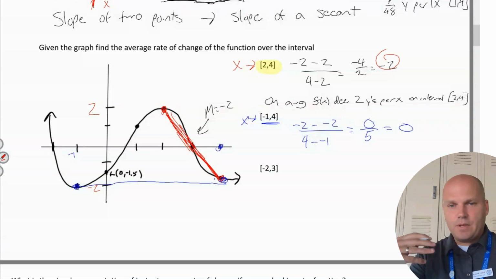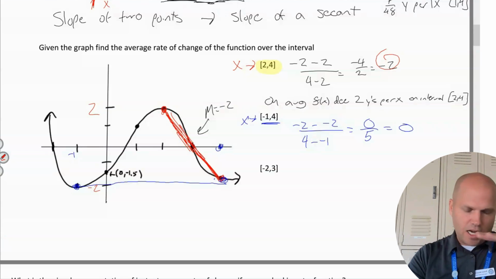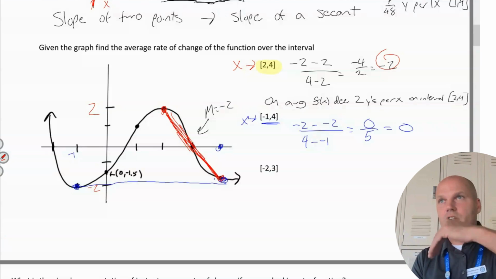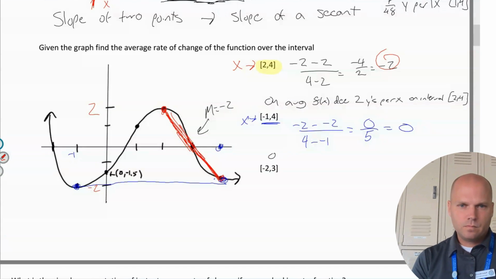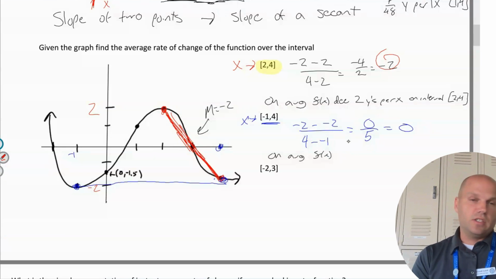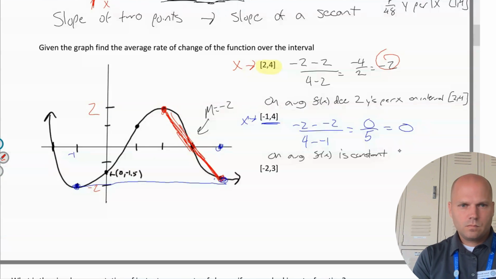0 y's per x. Now we can see the function doesn't stay constant, but we can say on average we go down as much as we go up. So on average, we're kind of back to where we started. We don't increase at all over this interval. Now, what do we say? It doesn't increase, doesn't decrease. We say it's constant. Or we could say increases 0 y's per x, decreases 0 y's per x.